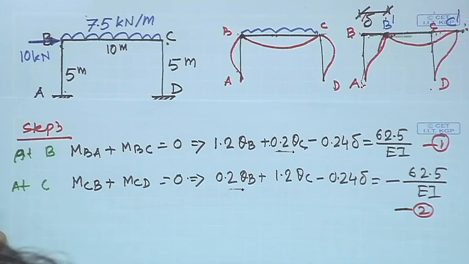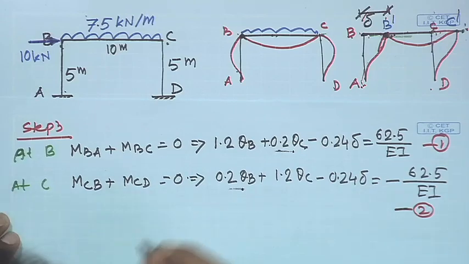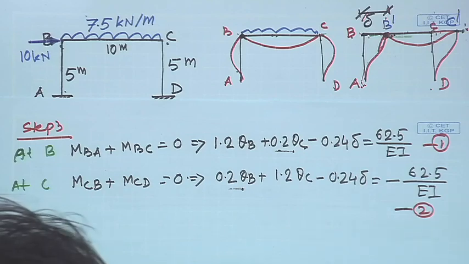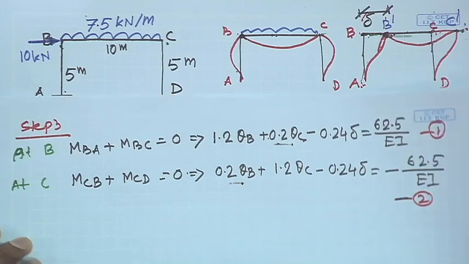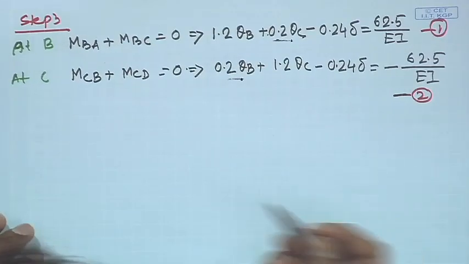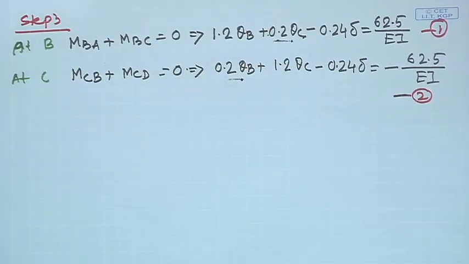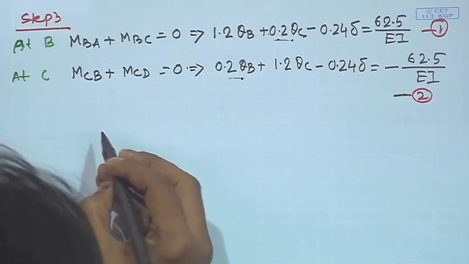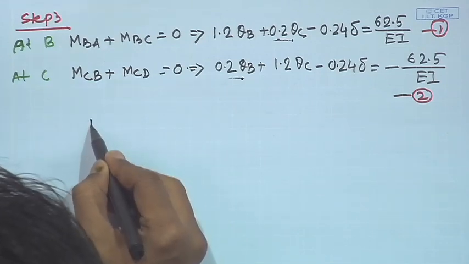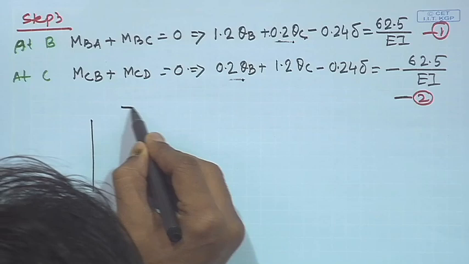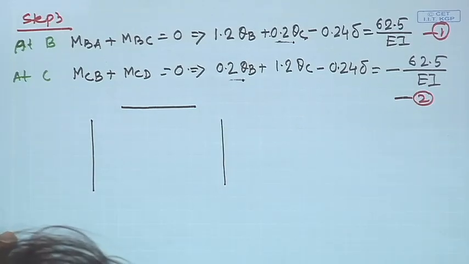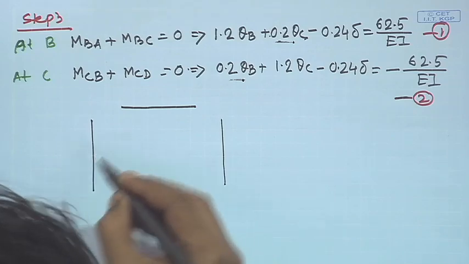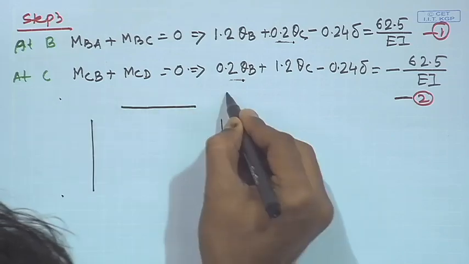Now, we need one more equation. Let us see what that other equation is. Now, let us draw all the members separately. Okay. Now, this is one member, and this is another member, and this is another member. Okay. And this is member A. Now, this is A, B, C and D.